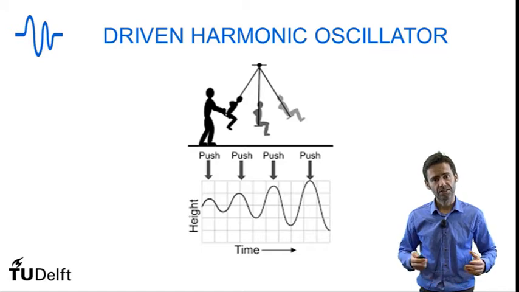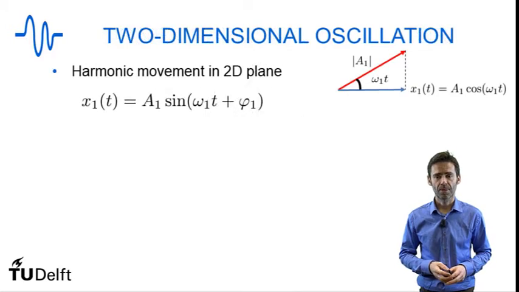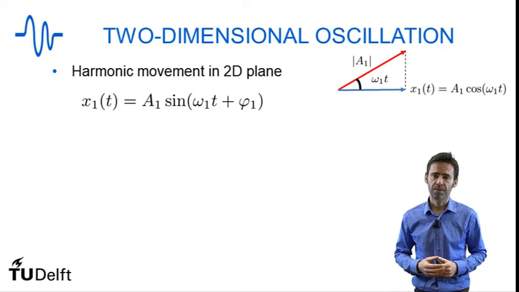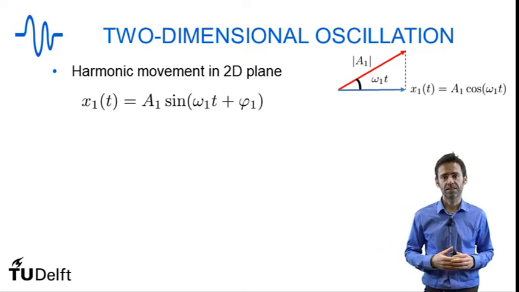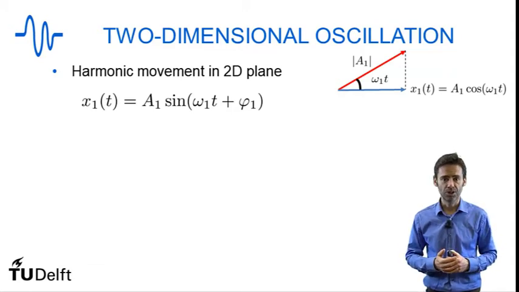All right, now we have looked at the driven harmonic oscillator. Now let's look at other types of coupled oscillations. So what happens if we add two oscillations together? We will look at this in a bit more detail by representing a harmonic oscillator as a motion of a vector in a 2D plane.